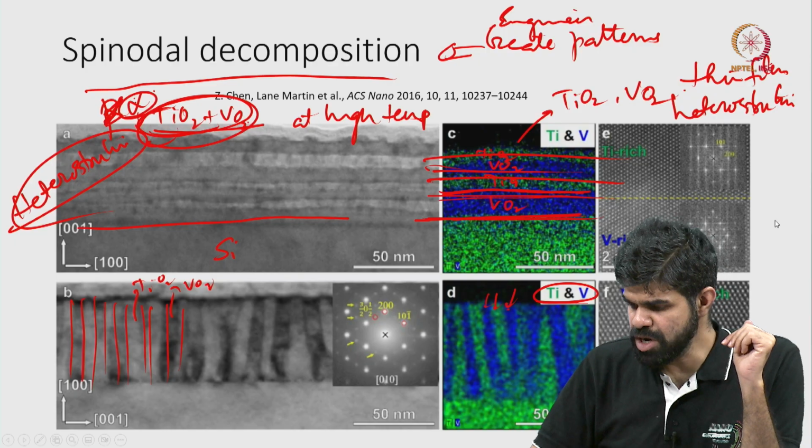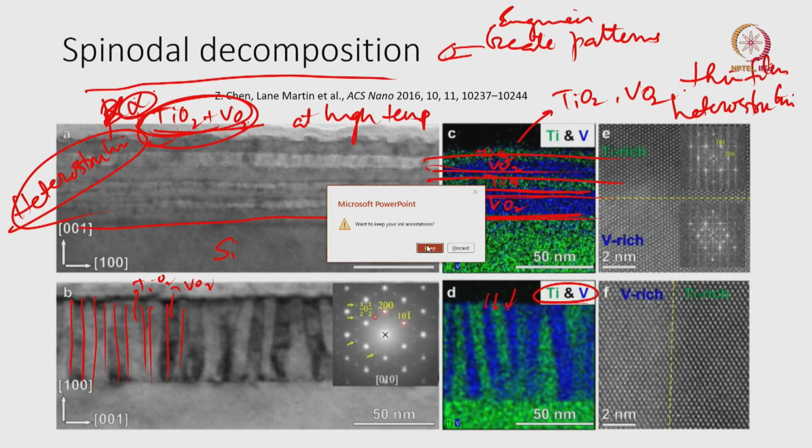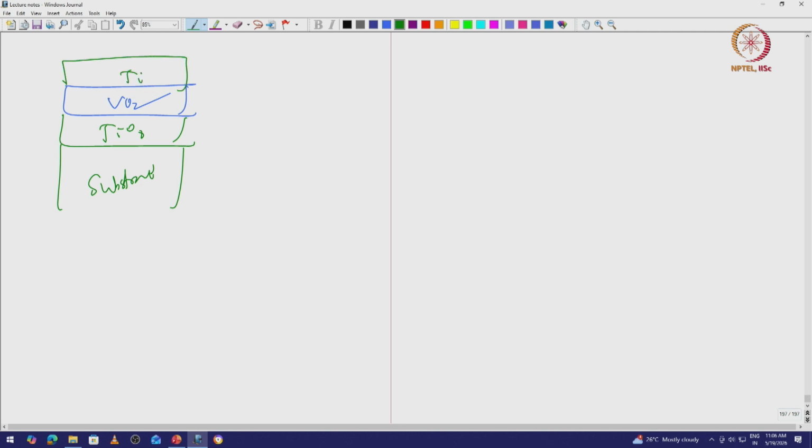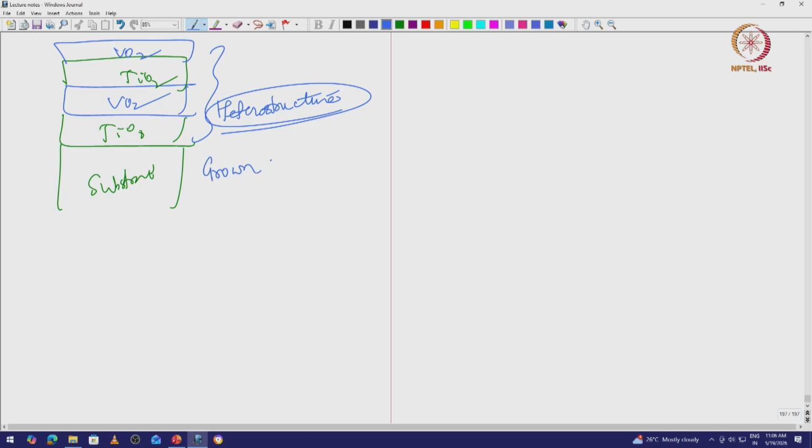And then we stopped at a stage where we said, okay, if I am using vanadium oxide and titanium oxide, so if this is vanadium oxide, this is titanium oxide, and this is grown on some kind of a substrate, and then again there is titanium oxide, there is vanadium oxide, and so on. This kind of a heterostructure, as it is called. Now, this can be grown in a growth chamber.